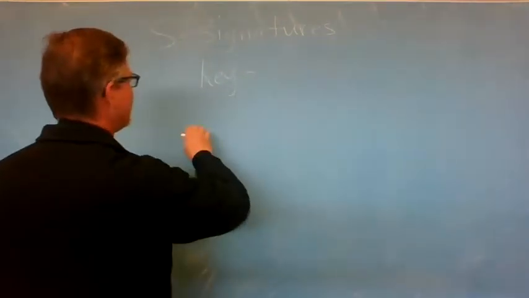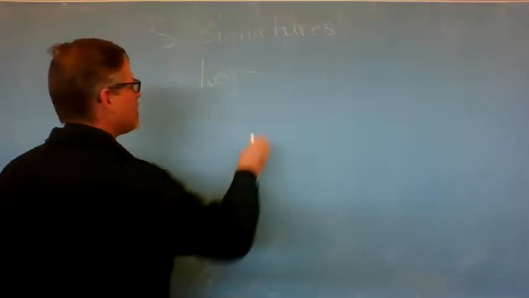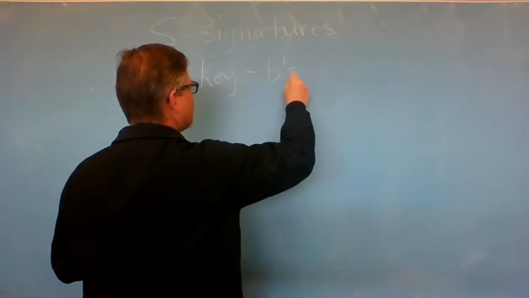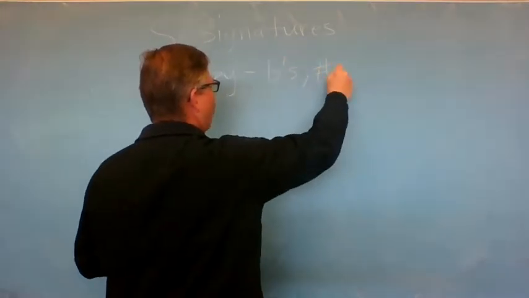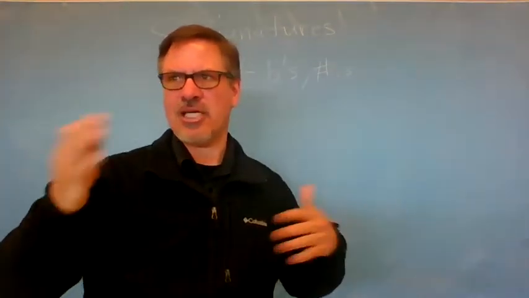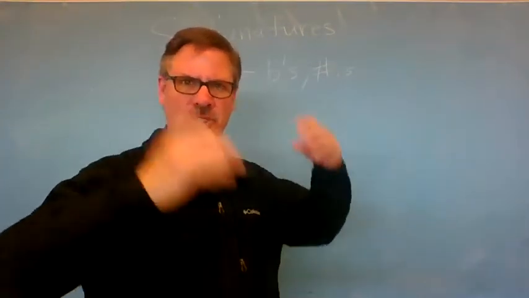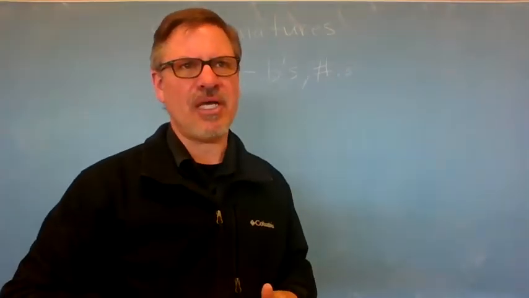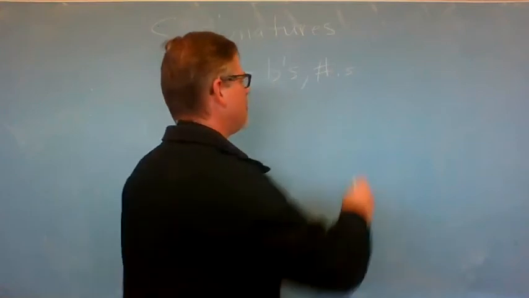So the key signature is between the treble clef and the time signature, and its definition is flats or sharps. No naturals in key signatures unless sometimes they do a key change and then they'll put the natural in there so that they change something. Flats and sharps placed at the beginning of the piece that tells tonality.